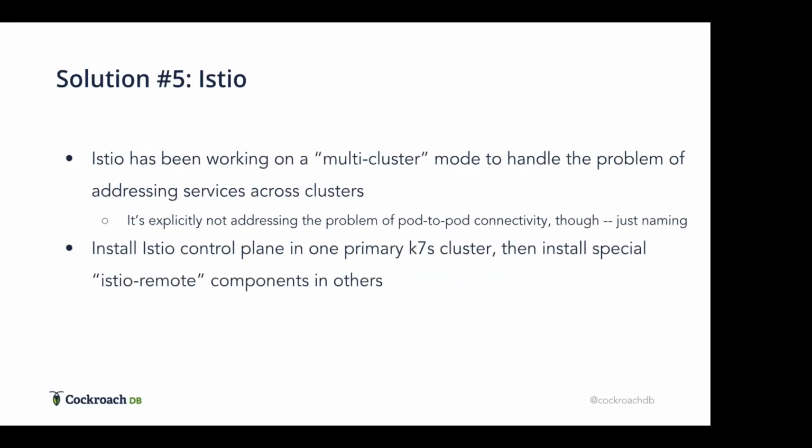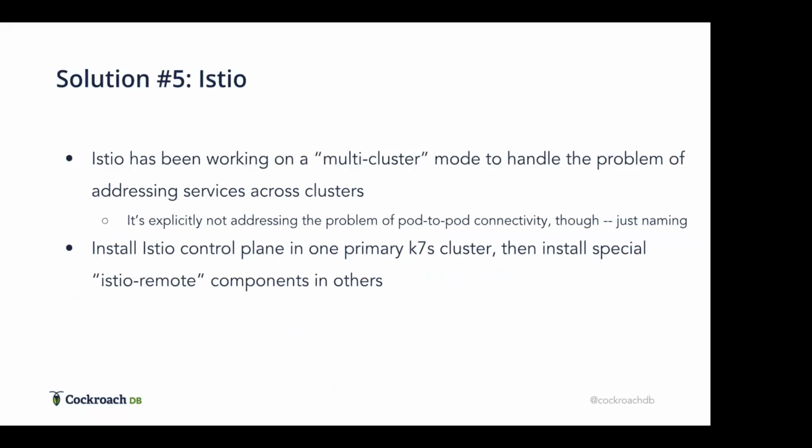Finally, Istio is a project that's become very, very popular in the community over the last year or two. You could use it to basically handle the naming of services across Kubernetes clusters, or even the routing of packets across clusters. And they've been working on this multi-cluster mode to handle this problem of addressing across clusters for the last half year or so. It was in the very early days when I was doing most of my experimentation earlier this year.